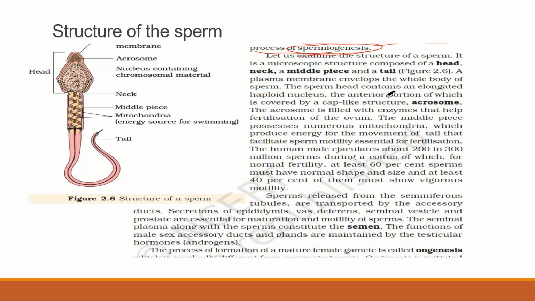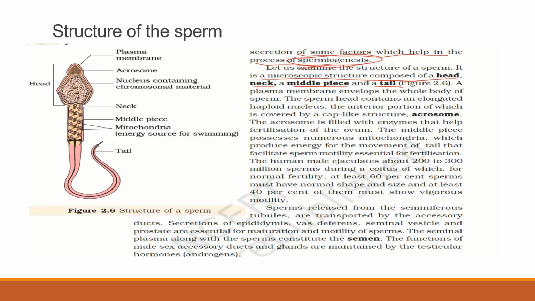Now we are discussing the structure of the sperm. We have discussed all the processes of spermatogenesis, spermiogenesis, spermiation, insemination, ejaculation and all. So we should know how a sperm looks. It is a microscopic structure composed of a head, neck, middle piece and a tail. Let us see the diagram over here. The plasma membrane envelops the whole body of the sperm. This is the head piece of the sperm. This is the neck region. This is the tail. And this is the middle piece.